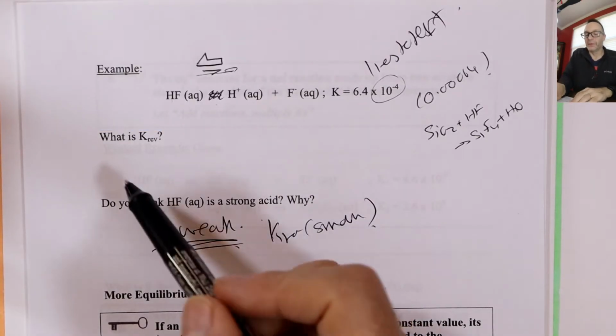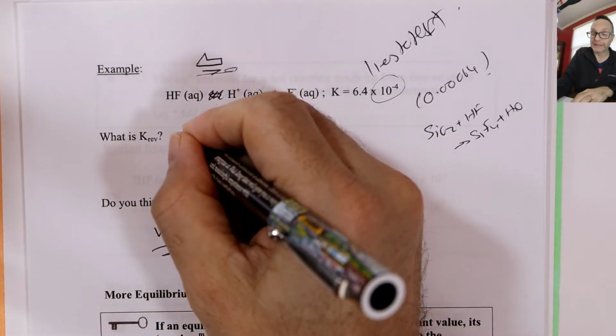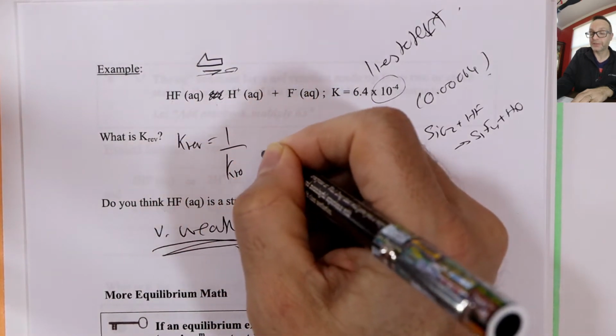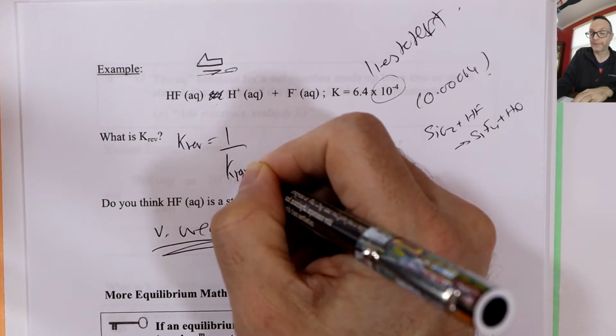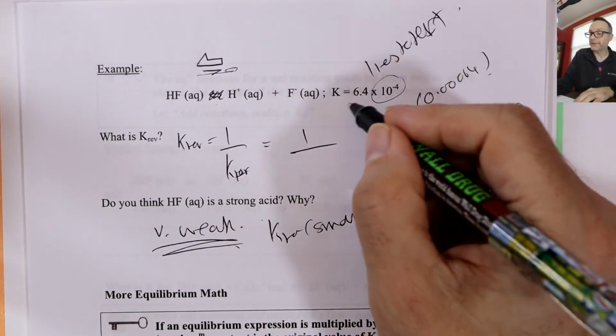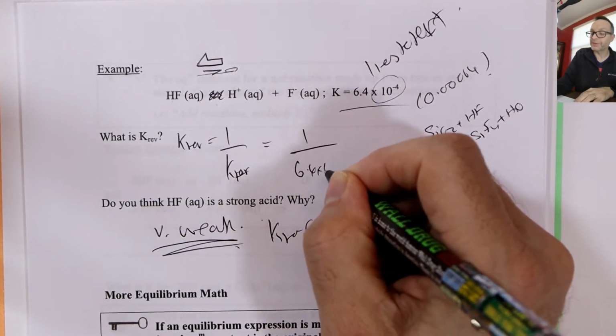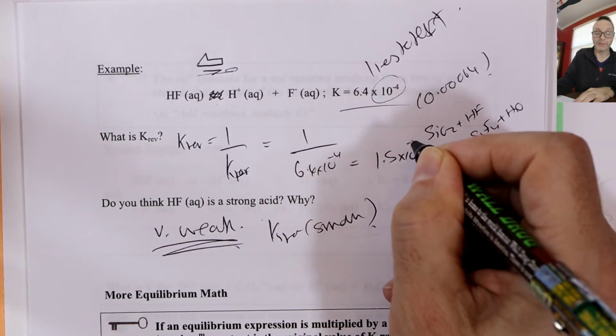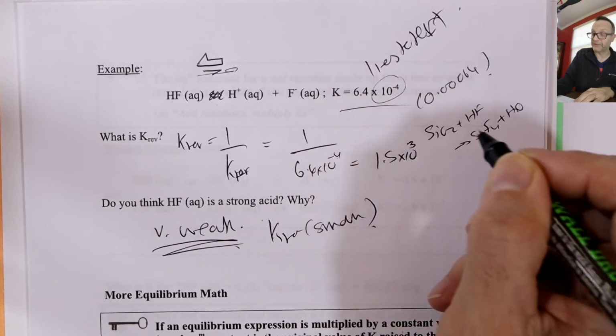Now, what's K rev? Well, remember, K rev equals 1 over K forward. So just stick the numbers in. Pause me, come back. All right. Stick the numbers in. 1 over this number, 6.4 times 10 to the minus 4, equals 1.5 times 10 to the plus 3, careful there.